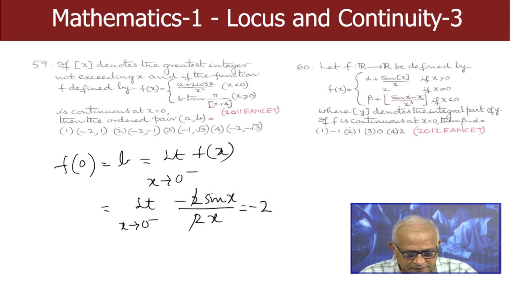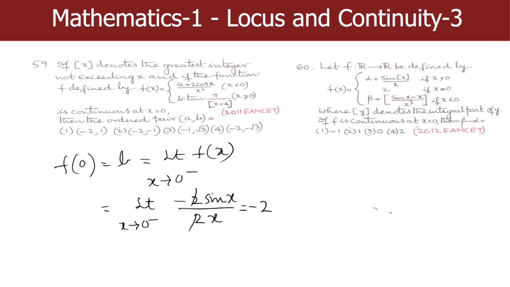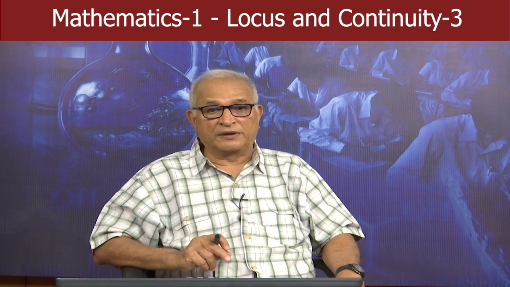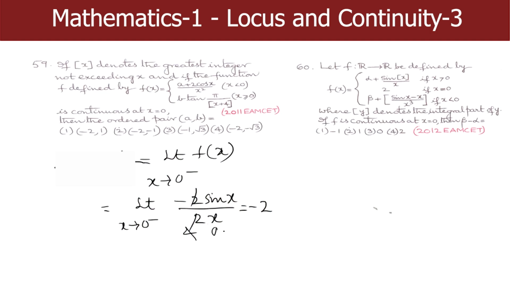So, therefore, b is... tan(pi by (bracket x plus 4)). So, when x equal to 0, tan(pi by 4) is 1. So, f(0) is b, and it is asking the ordered pair (a, b). The limit of f(x) as x tends to 0 minus is minus 2. Because x square tends to 0 as x tends to 0, a plus 2 cos x also must tend to 0 as x tends to 0. That gives a equal to minus 2, and the whole limit is also minus 2.